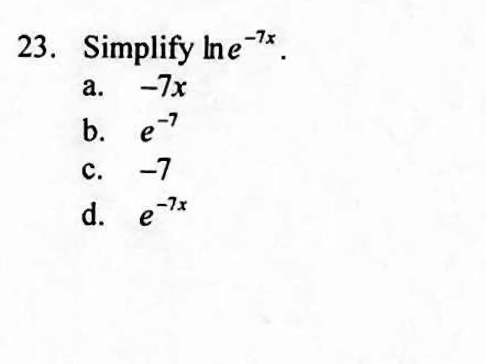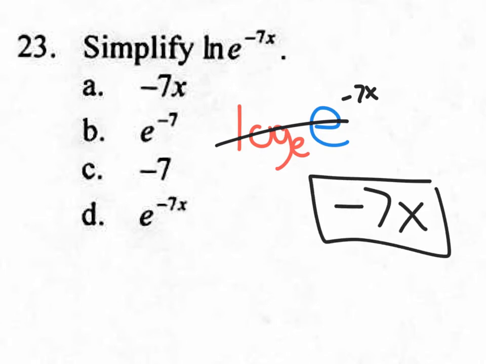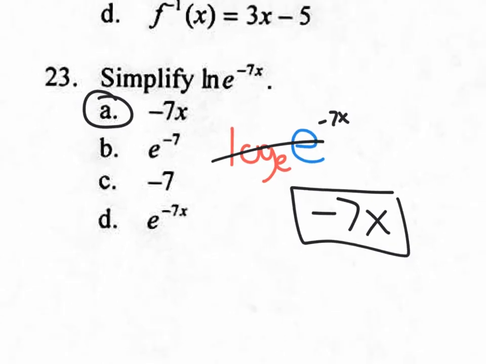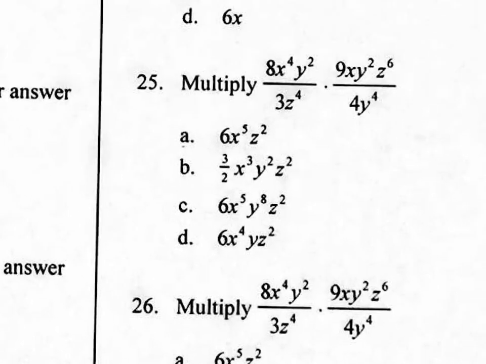If you want to see and understand this better, ln is really log base e, and then you have of e, right? And it's to the negative 7x power. So what happens with the log base e of e, that totally cancels out, and the negative 7x comes down, and believe it or not, that's your answer. That easy. It's like free points on the final. So if you understand number 23, you should be able to do number 24. And let's move on to number 25. 25 is up here.